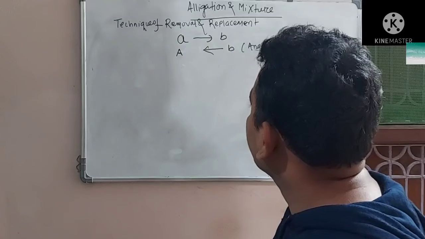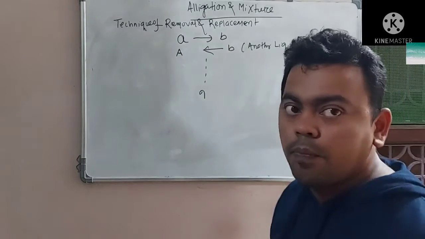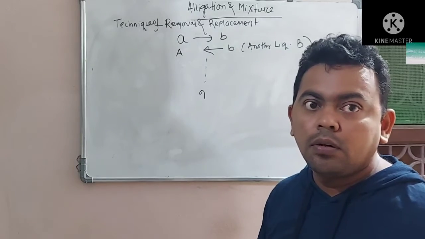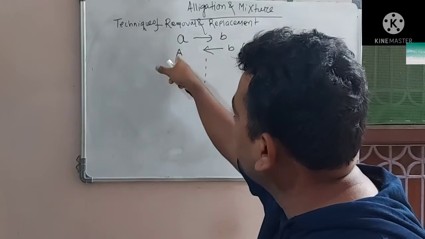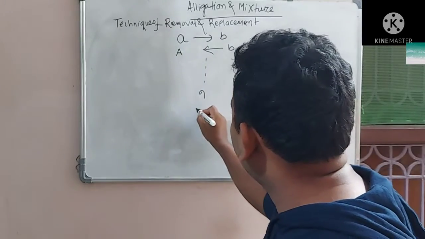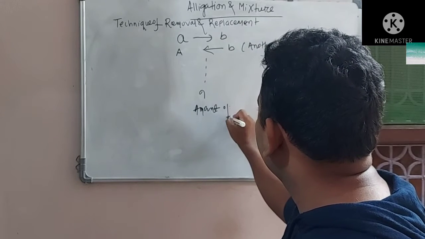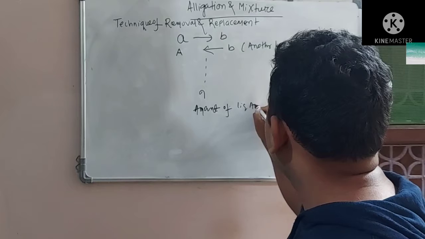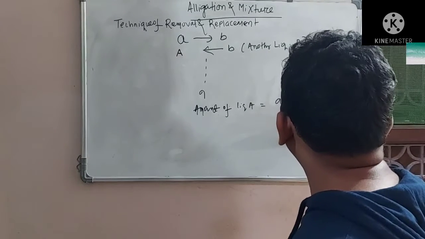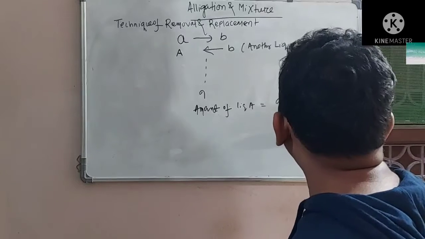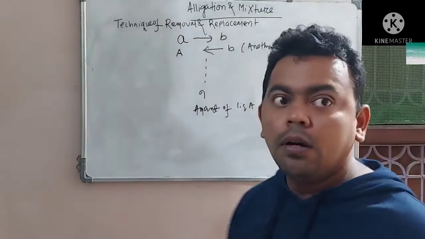So after n successive operations, what is the amount of liquid A? The formula is A into (1 minus b by A) to the power n. This is the formula.